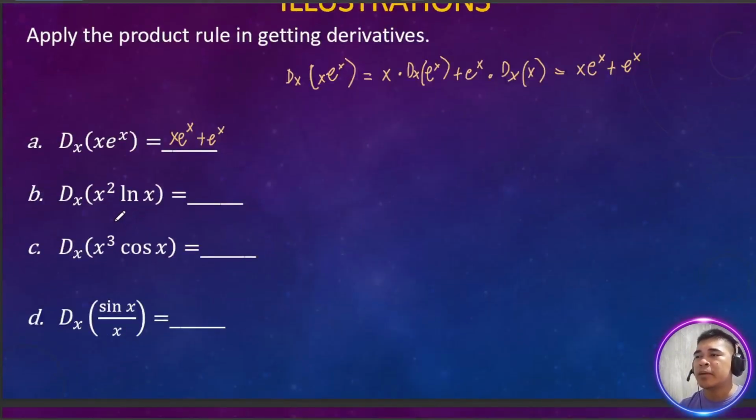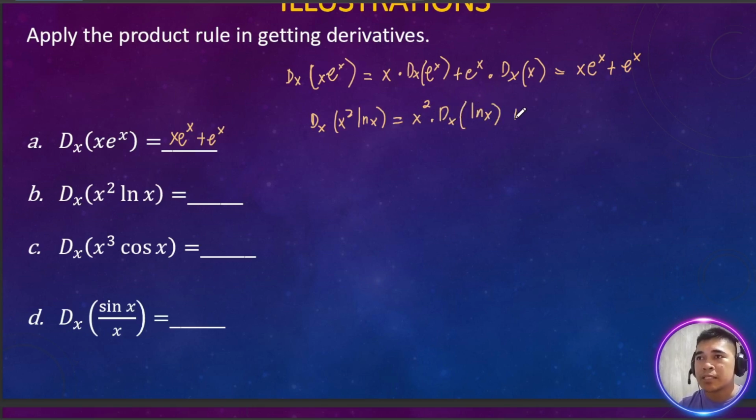Next, what is the derivative of x squared times ln x? Here we have d of x squared times ln x equals. We copy x squared and find the derivative of ln x, plus we copy ln x, times the derivative of x squared. So, equals, copy x squared. What is the derivative of ln x? That is 1 over x, based on our theorem.